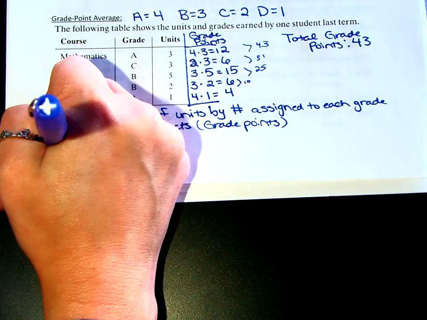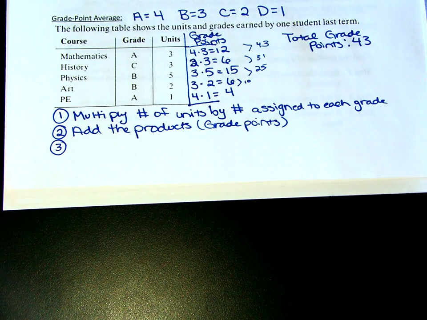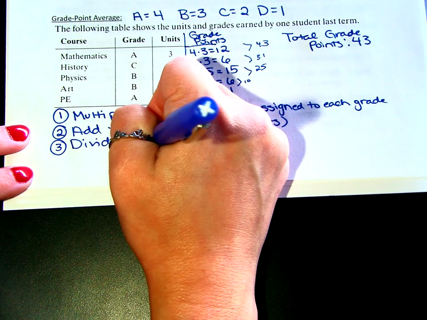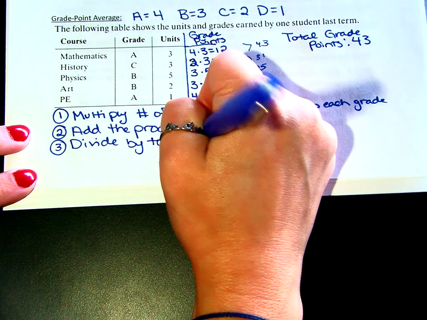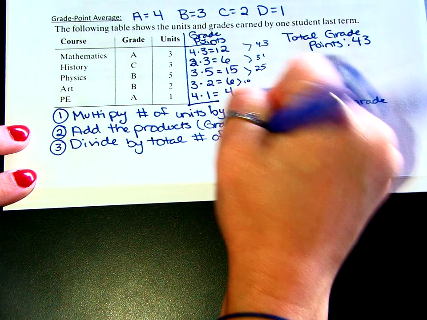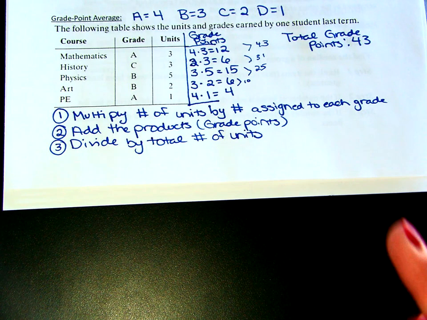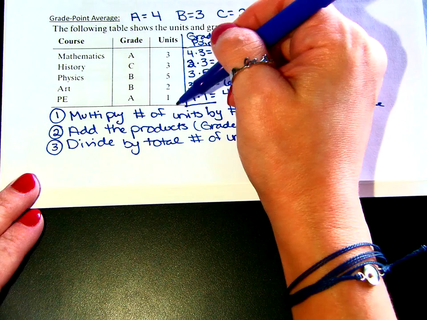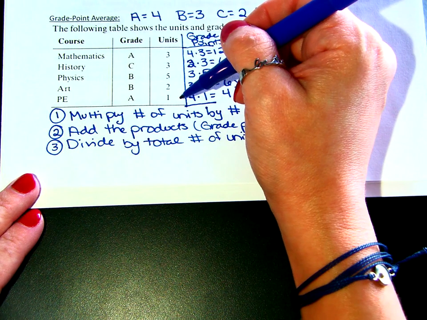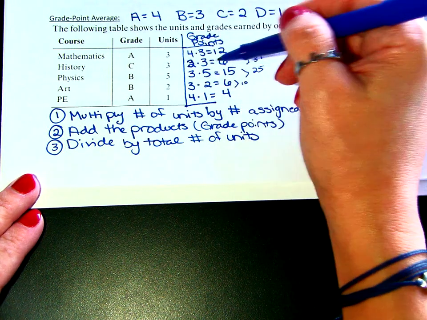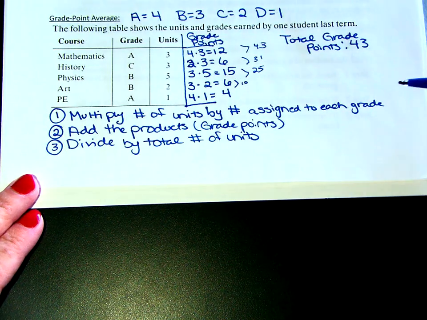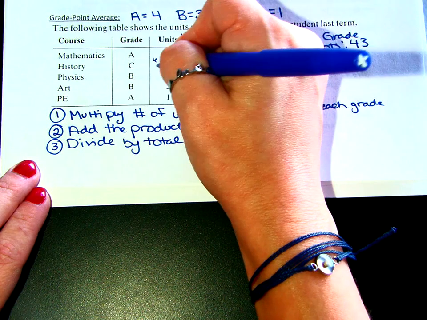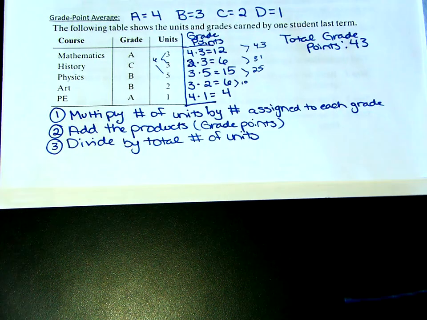Your last step when figuring out grade point average is to divide by the total number of units. This is finding a weighted average. We're still finding an average because we're taking the total grade points and we're going to divide them by the total number of units that the student earned. But it's weighted because each of these units had a different weight. It was given more points than the other based on the grade that they earned. So we have 3 and 3, that's 6, 5 is 11, 12, 14. They earned 14 credits last semester.